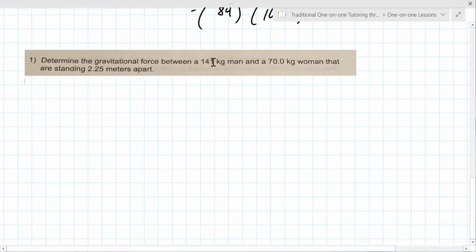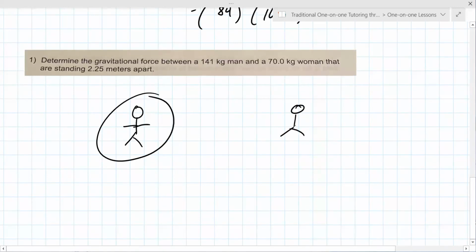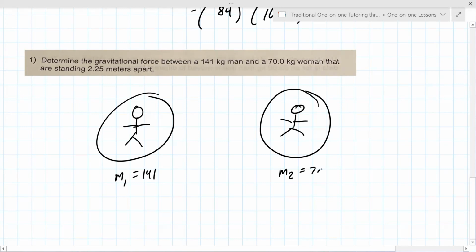Okay, determine the gravitational force between a 141 kilogram man and a 70 kilogram woman that are standing 2.25 meters apart. So let's draw a picture. Here's the man. And usually circles are good. Here's the woman. Okay, the man has a mass 1 of 141. The woman, mass 2, of 70. And they are a certain distance apart.